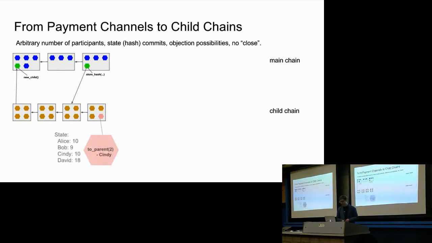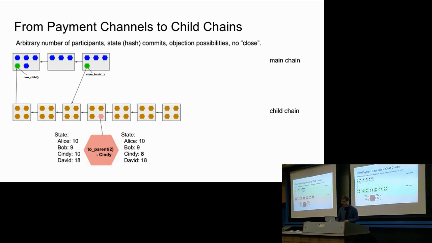And these child chains also have special transactions, and one of these special transactions is a transaction called to parent. This can be used by participants in the child chain to send tokens to the main chain. And here, Cindy wants to send two tokens from the child chain to the main chain. This effectively reduces her balance, and it looks like the tokens would vanish. But that's not the case, because she successfully executed the transaction, and this means it's stored inside the history of the child chain forever. And what Cindy can now do, she waits until there's the next store hash call on the main chain. We have it here.